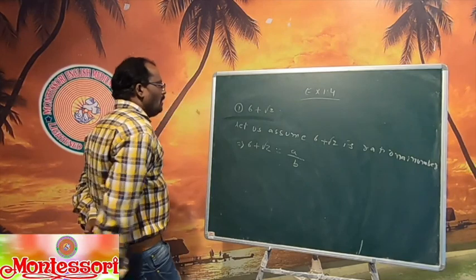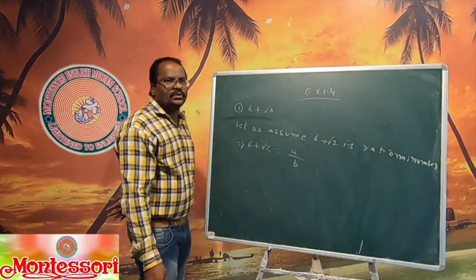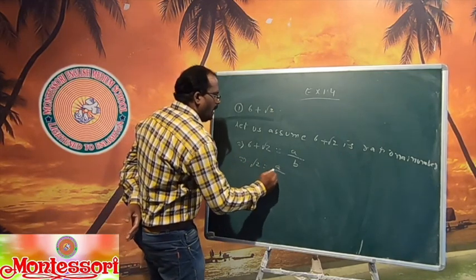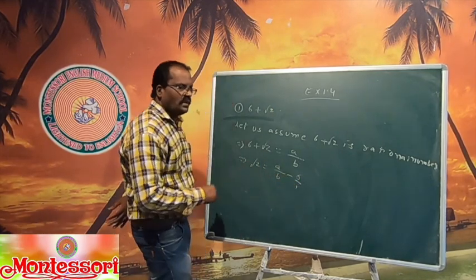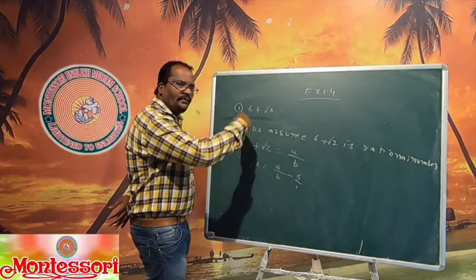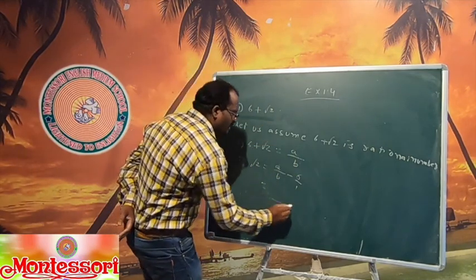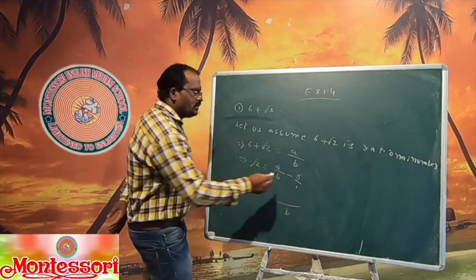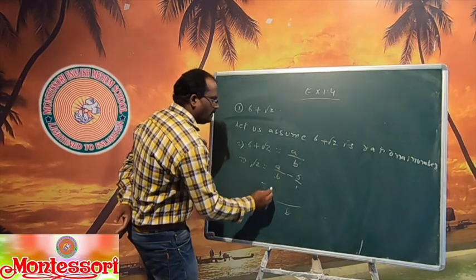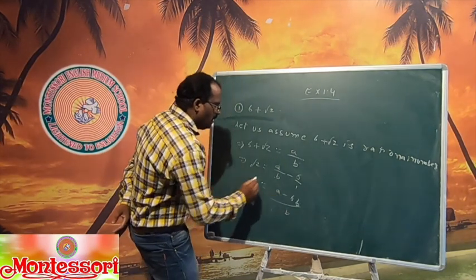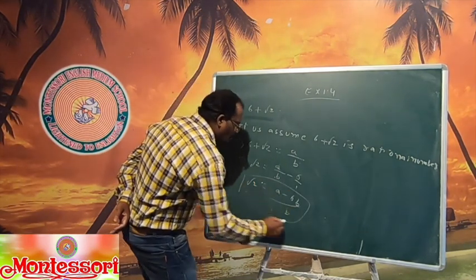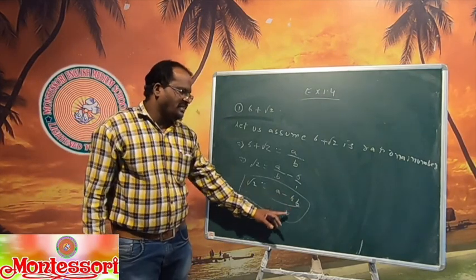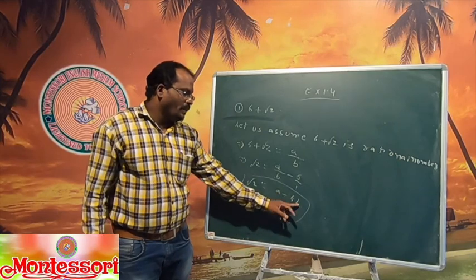Now, the 6 you have to transpose from left side to right side. Then root 2 is equal to a by b minus 6 by 1. The 6 you have to transpose from left to right. Then after you have to take the LCM, 1 and b. The LCM is b. Now we can do the cross multiplication. a minus 6b is equal to root 2. Now come to the point. Root 2 is equal to a minus 6b by b.